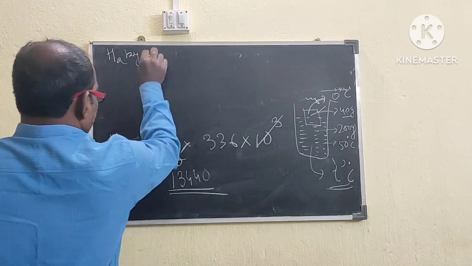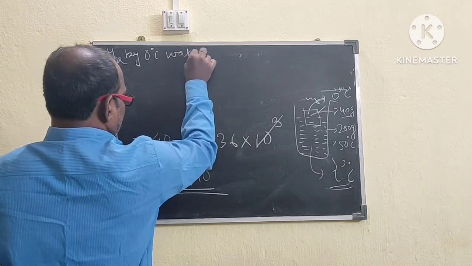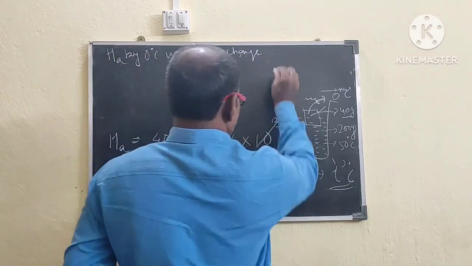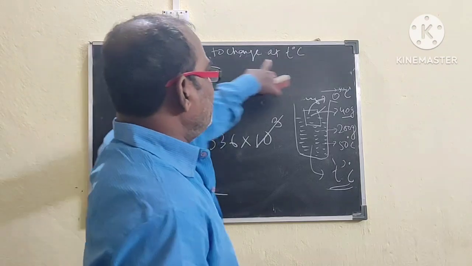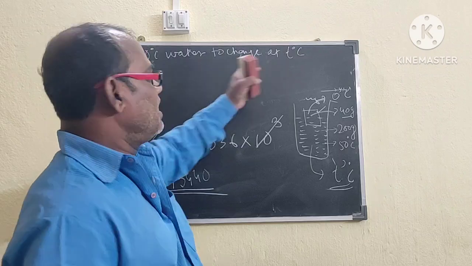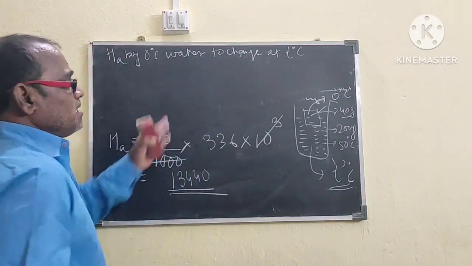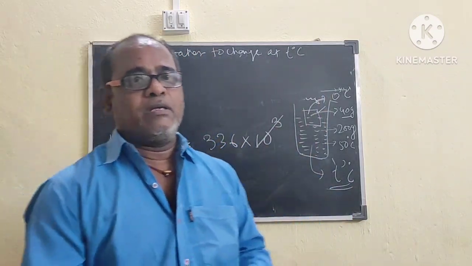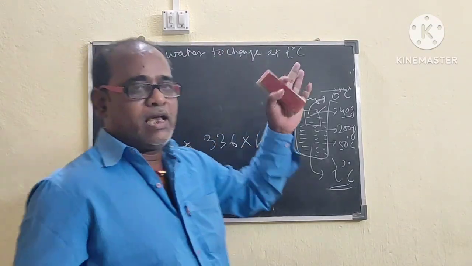So again write, heat absorbed by 0 degree Celsius water to change at T degree Celsius. Hence 0 degree से T degree का बनता है, so it is T minus 0, that is del T. So change in temperature is del T. That means T minus 0 is T. So then here, since the temperature is being increased, no more latent heat energy is used. Here specific heat has been used. So we write here heat absorbed is equals to, the formula you write, mc del T.